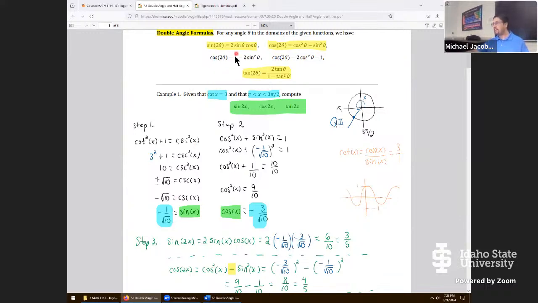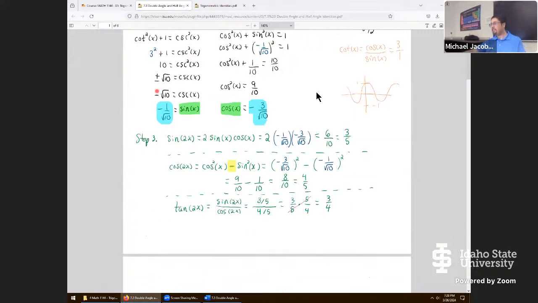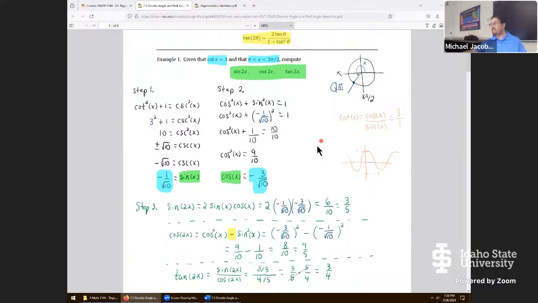That gives us the sine we need here, but we still need the cosine. So in step 2, second Pythagorean identity, plug in your sine value, solve for cosine, and now we have both. And then everything ran through just as we expected.